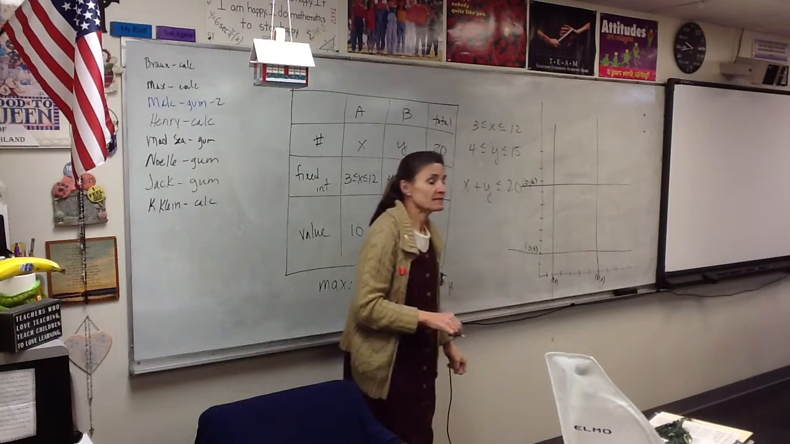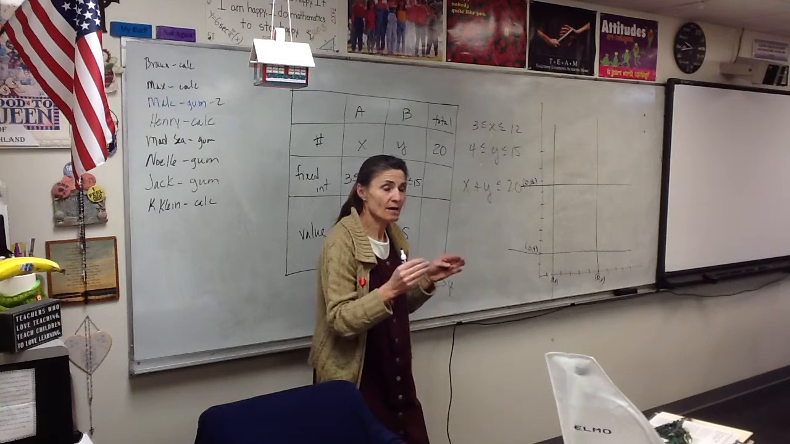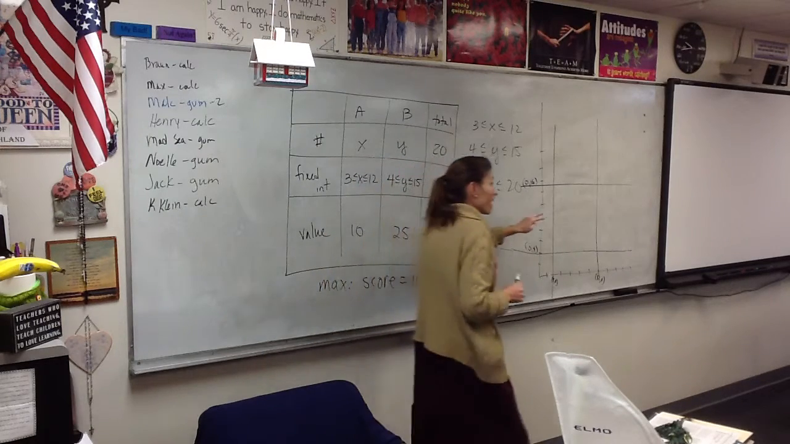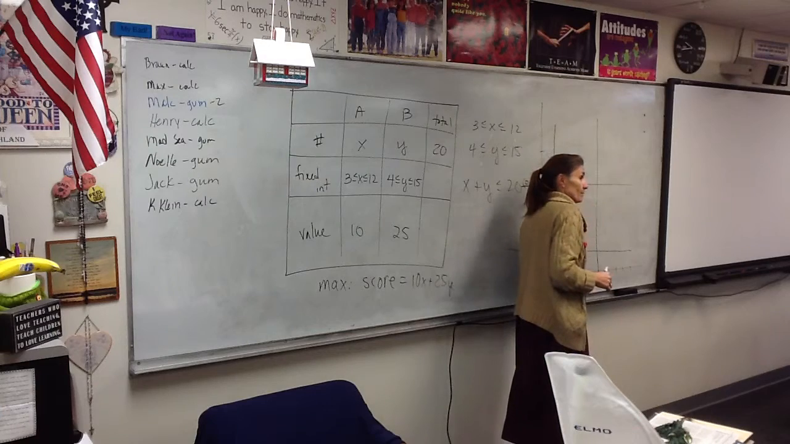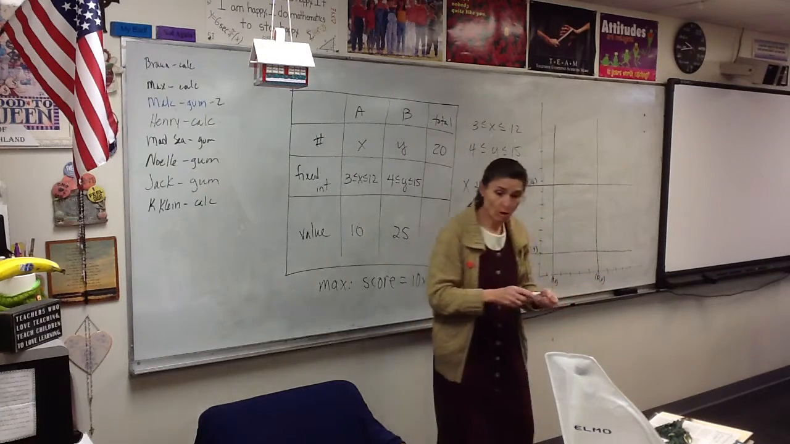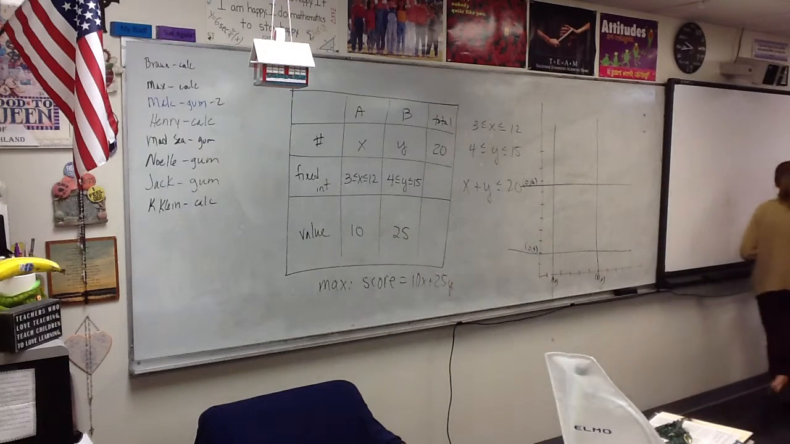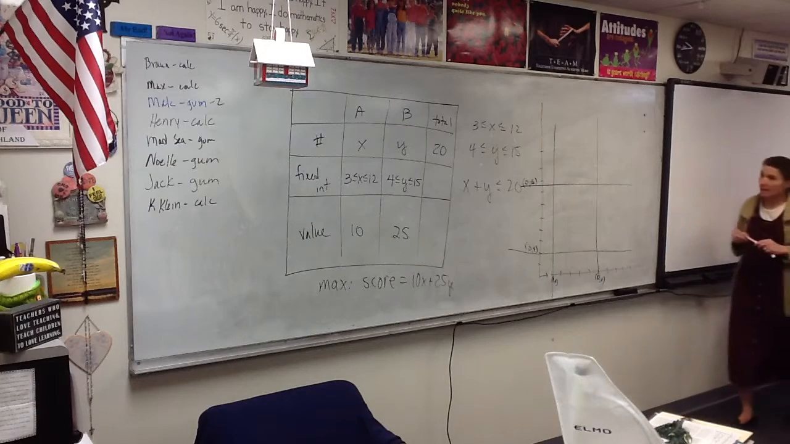Now, what do your fixed intervals almost always create for you? When you graph them, you always get a box, right? Right here. Now, what are we going to do next? We have one more thing to do. We're going to put in a diagonal line. And how do we put in the diagonal line?